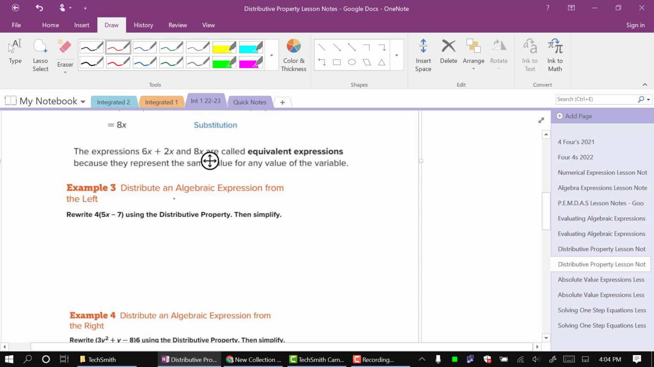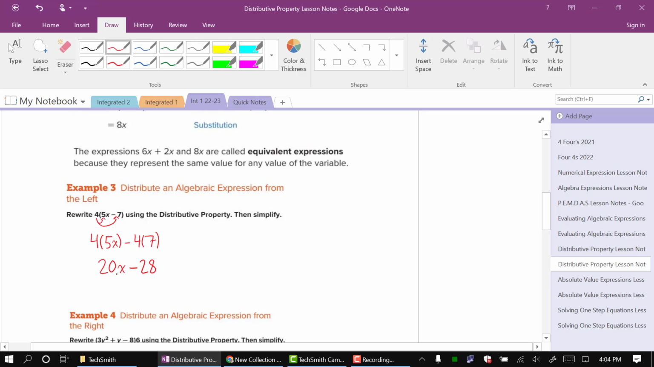So we want to rewrite 4 times the quantity 5x minus 7 using the distributive property. So first we're going to multiply the 4 to the 5x and the 4 to the negative 7. So we have 4 times 5x minus 4 times 7. Well, 4 times 5 is 20x. 4 times 7 is 28.